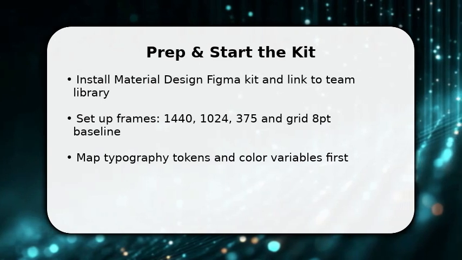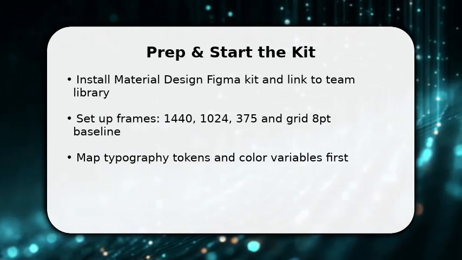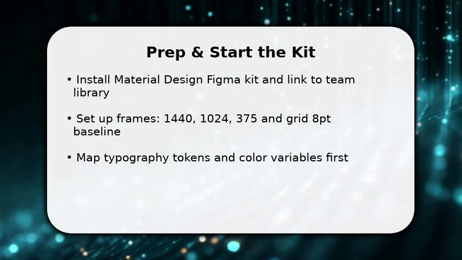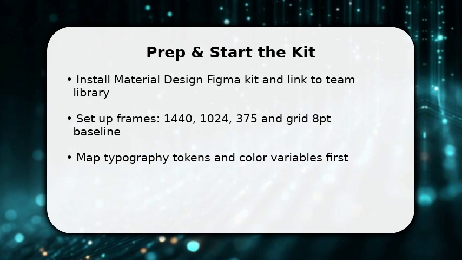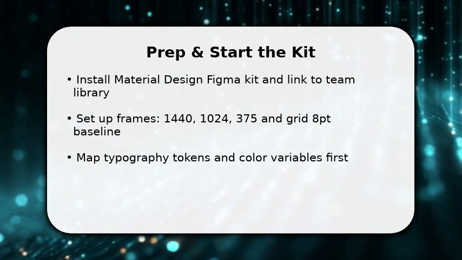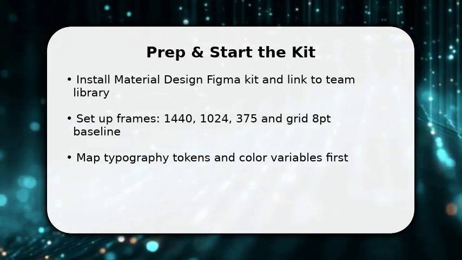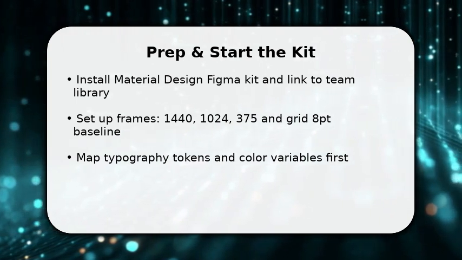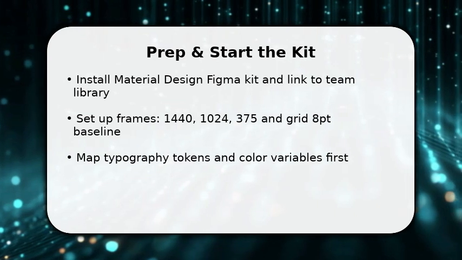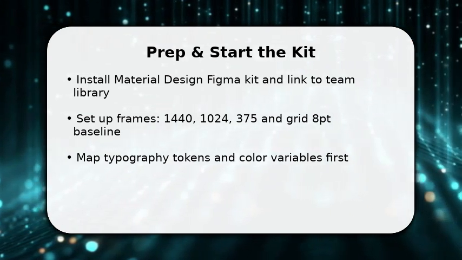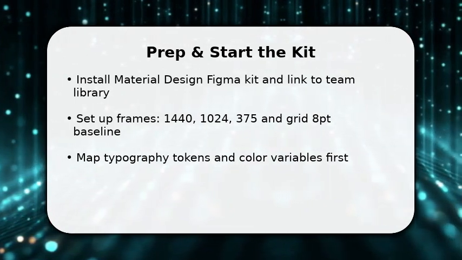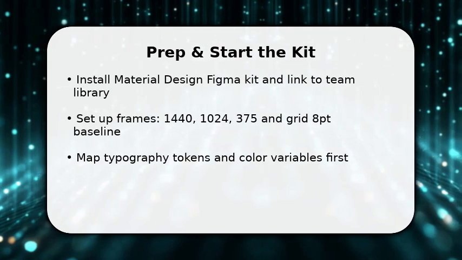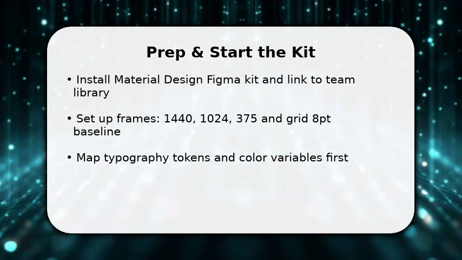Enjoy the video. You begin by installing the Material Design Figma kit and publishing it to your team library so components sync. Open your file and create frames at 1440, 1024, 375 to test responsiveness. Use an 8pt grid for consistent spacing. Once done, import or map the kit's typography tokens and color variables to your file styles so components inherit the correct text and color values, which saves time and prevents visual drift as you prototype.